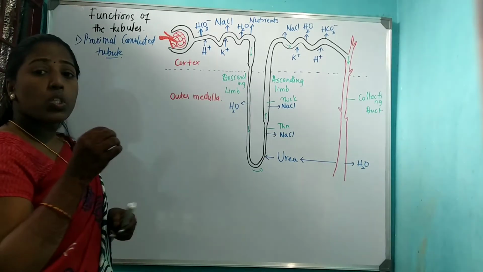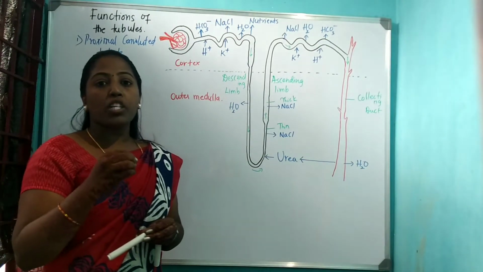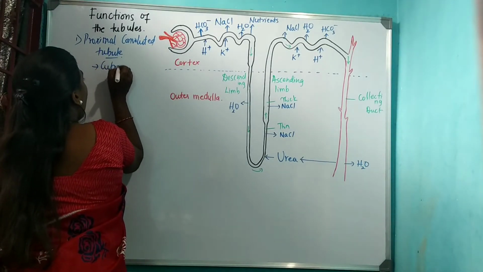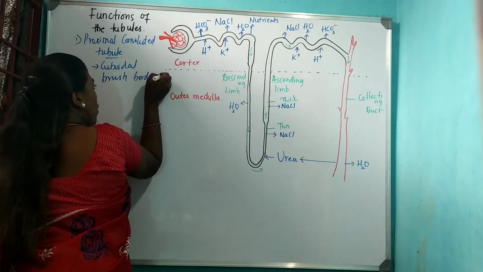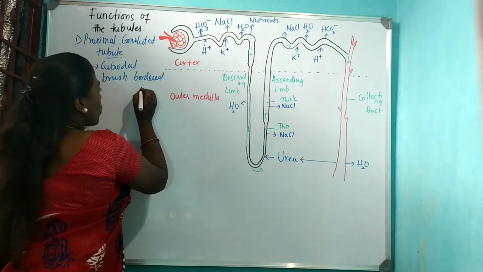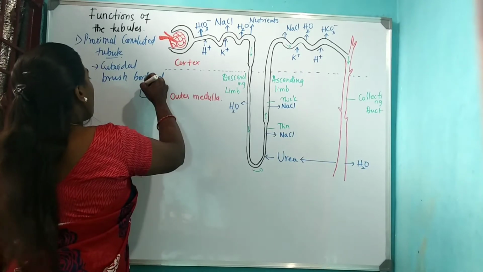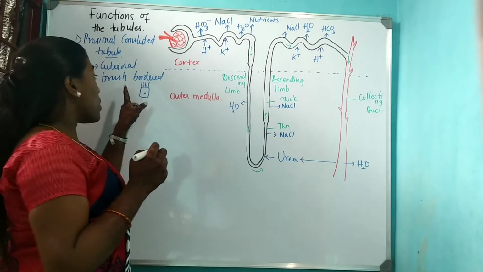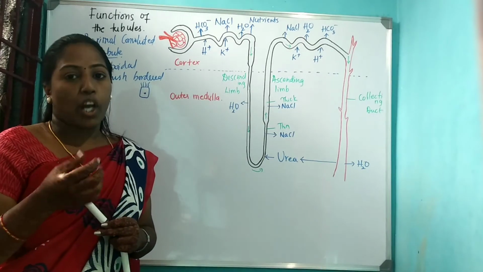The proximal convoluted tubule is lined by cuboidal brush-bordered epithelium. What is a cuboidal brush-bordered epithelium? These are cube-shaped epithelial cells provided with finger-like projections. These brush-like projections provide more area for reabsorption.